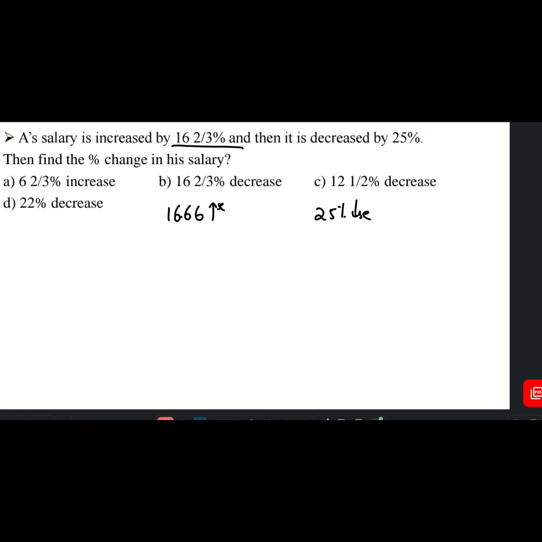What is the other method to find it? 16.66 can be written in the form of a fraction, equal to 1 by 6. 25 percentage will be equal to 1 by 4. So for the 16.66 percentage increase, the increase is nothing but the sum of numerator and denominator. That will be equal to 1 plus 6, 1 plus 6 divided by the denominator 6, so that will be equal to 7 by 6.